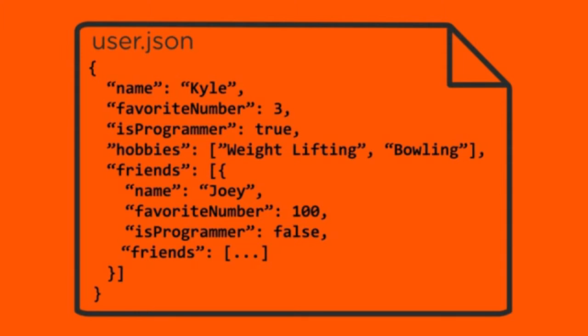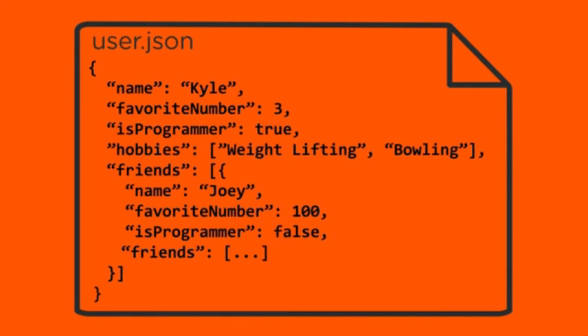So for example, for this friends array, we could have a friends array and it could have the same properties of name, favorite number, is programmer, hobbies, and even friends inside of that, and you can start to get a very deeply nested array if you really wanted. Then we just have to make sure that we don't put a comma on the very last property value key pair that we have, close it with a curly brace, and that's our full JSON file created.